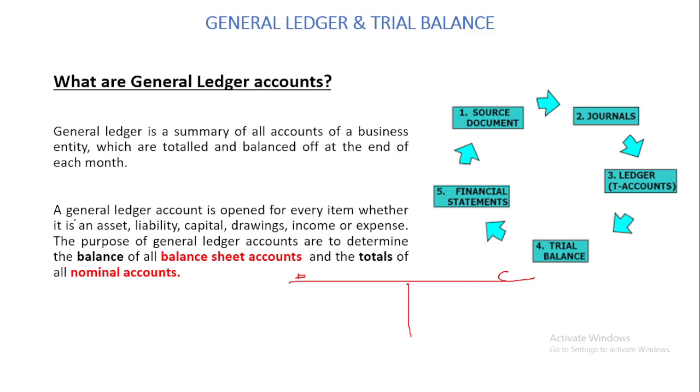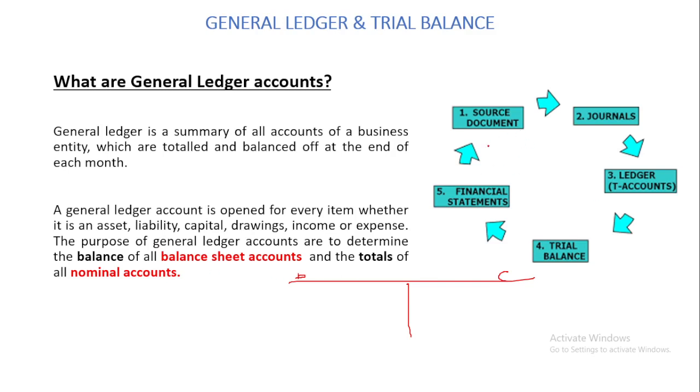And then it continues to say that a general ledger account is opened for every item, whether it's an asset, liability, capital, drawing, income, or expense. And the purpose of the general ledger accounts is to determine the balance of all the balance sheet accounts and the totals of all the nominal accounts.